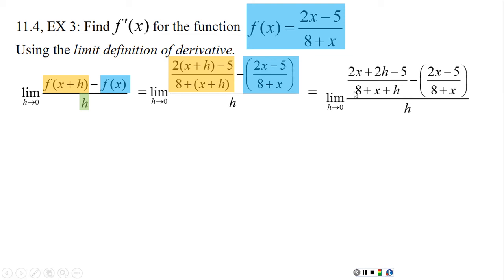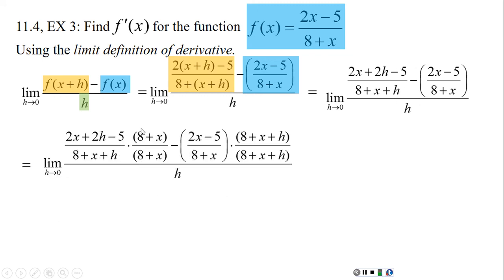So this one has the 8 plus x plus h. It's missing the 8 plus x. So I want to multiply it by 8 plus x over 8 plus x. Right there, 8 plus x over 8 plus x. The second one has the 8 plus x already. It's missing the other denominator. So I want to multiply it by 8 plus x plus h over 8 plus x plus h. So this is me getting common denominators here. Multiplying this side by 1, multiplying that side by 1.